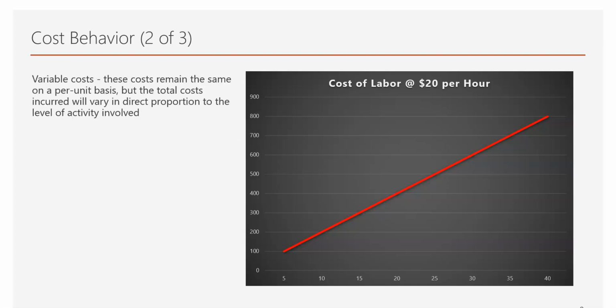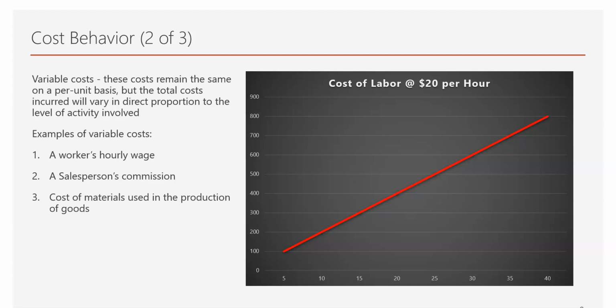Let's talk about variable costs again. Remember, these costs remain the same on a per unit basis, but the total costs incurred will vary in direct proportion to the level of activity involved. Here are some examples of variable costs. A worker's hourly wage. A salesperson's commission. If they get 5% of each sale, then the more units we sell, that salesperson will still get 5%, but the total cost of commissions paid to that salesperson is going to increase.